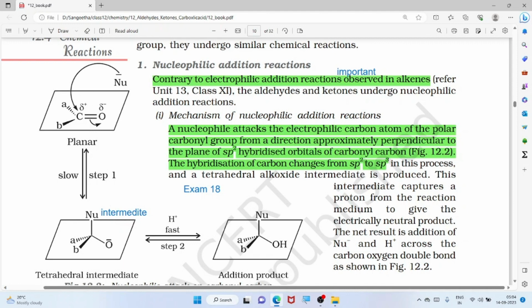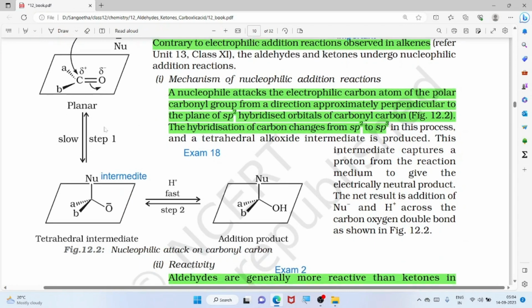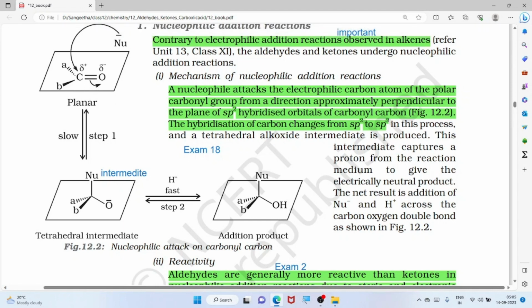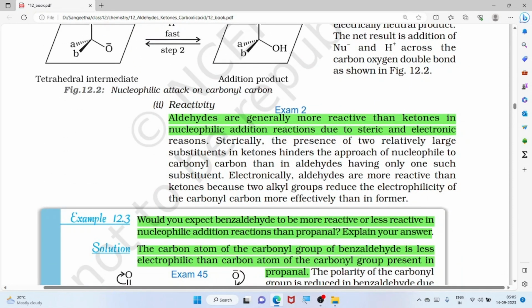Here is how the intermediate is formed: the nucleophile attacks the electrophilic carbon of the polar carbonyl group. Because of this polar nature, it undergoes nucleophilic attack. Reactivity: aldehydes are generally more reactive than ketones due to steric and electronic reasons, because ketones have more alkyl groups.